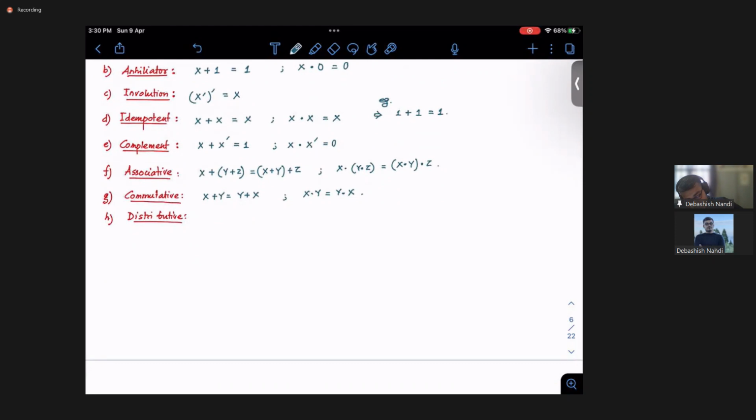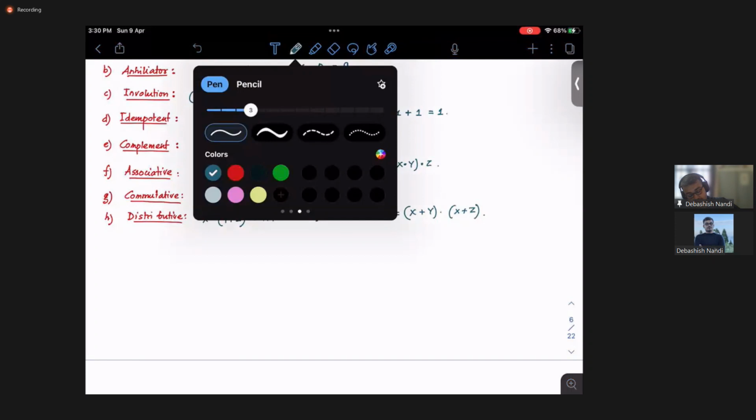And what about distributive? Say you have this kind of stuff, right? So you will be having this. Okay. Similarly, if you have x plus y, x plus z. Okay. And in this regard, let me tell you a very special case.